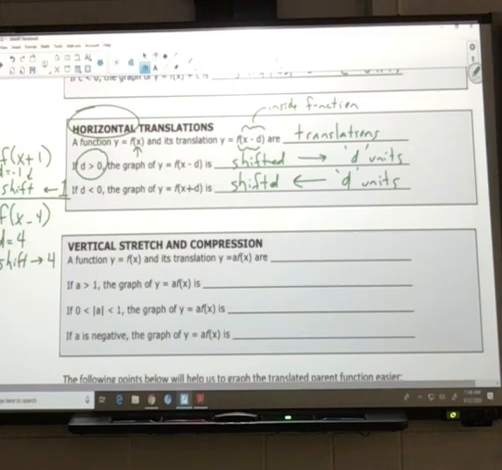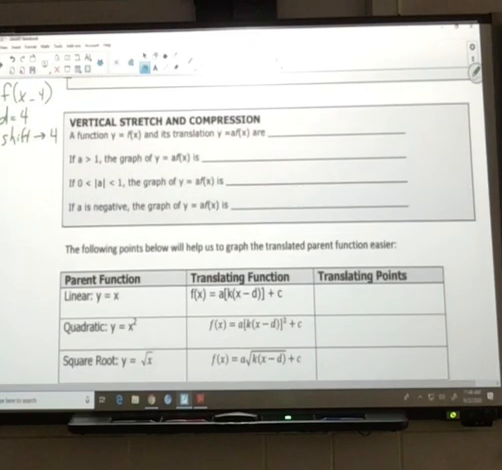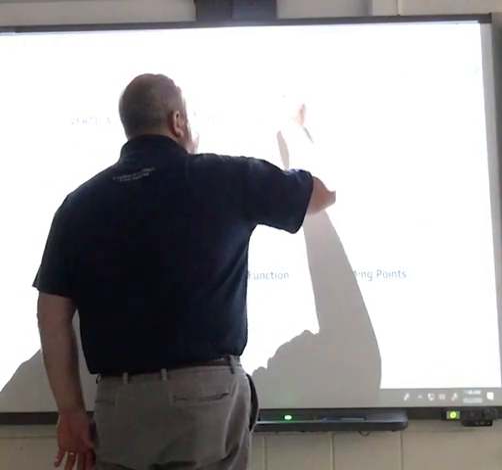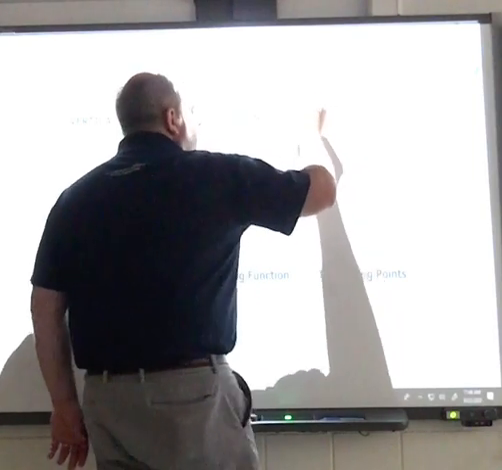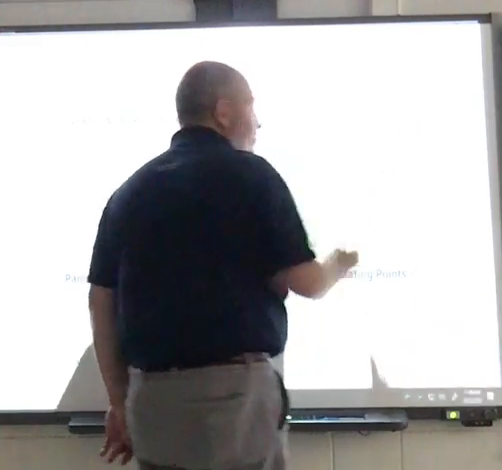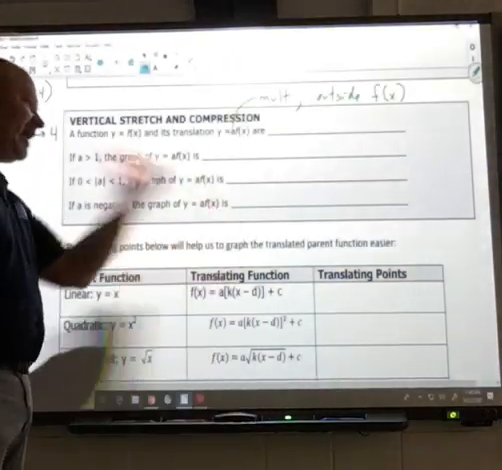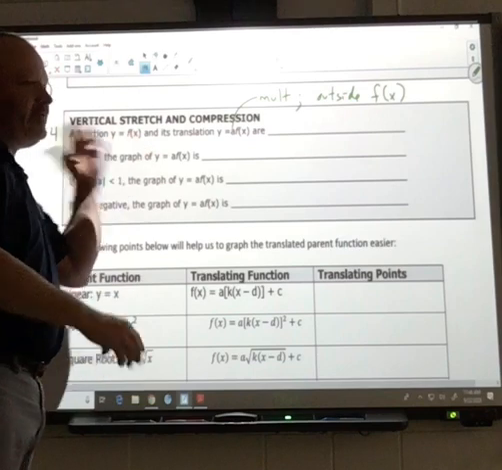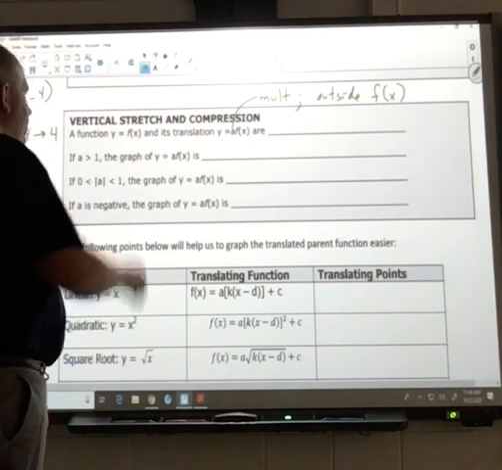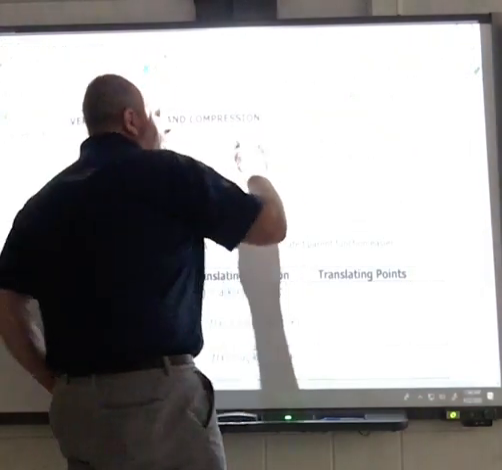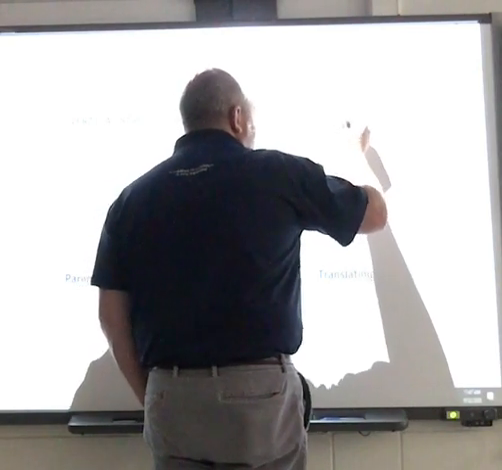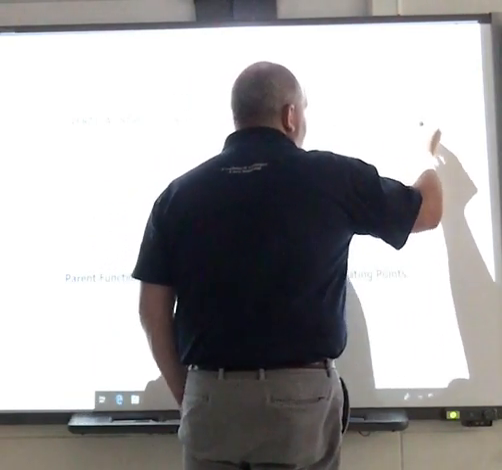And finally, the vertical stretch and compression. This is the number that's scooched right next to, but outside of the function. So it's multiplied, and then it's outside f at x. So it's going to be outside of the square root, outside of the bracket squared, outside of the absolute value function. So a function y equals f at x and y equals af at x are transformations of each other.